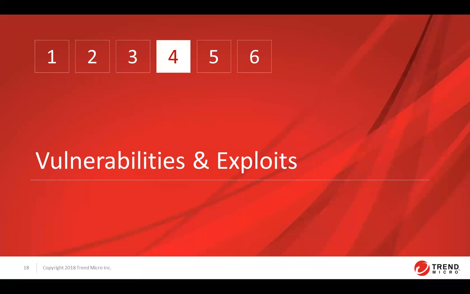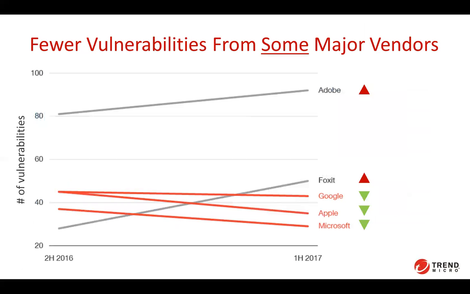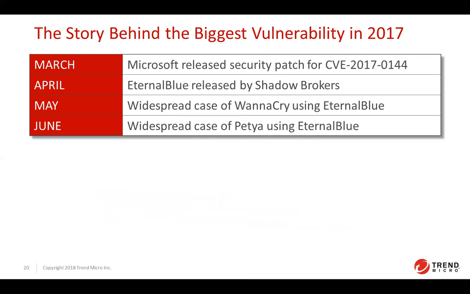Now we need to talk about vulnerabilities and exploits. This is an area where we're seeing a lot of threat actors taking advantage. The good news is, when we looked at our Zero Day Initiative data in the first half of 2017 versus the second half of 2016, Google, Apple, and Microsoft all had fewer vulnerabilities disclosed during that period of time. That's good news. But you can see Adobe still had an increase, Fox IT had an increase. But these criminals are going to be utilizing these major vendors, either applications or operating systems, to target.